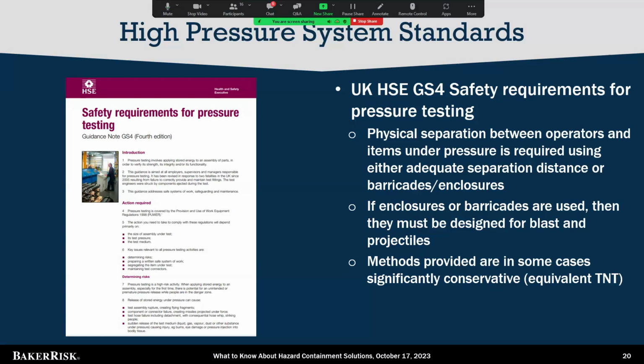Another code or standard pertinent to the high pressure industry is published from the UK's Health and Safety Executive, or HSE. It's called GS4, or Guidance Note 4. The title is Safety Requirements for Pressure Testing. This one does go into a little bit more detail in that it requires physical separation between the operator and the items under pressure, either using adequate separation distance, or what we would term safe standoff distance, or the use of barricades or enclosures. It further goes on to say that if an enclosure or barricade is used, then it must be designed for blast and projectiles.